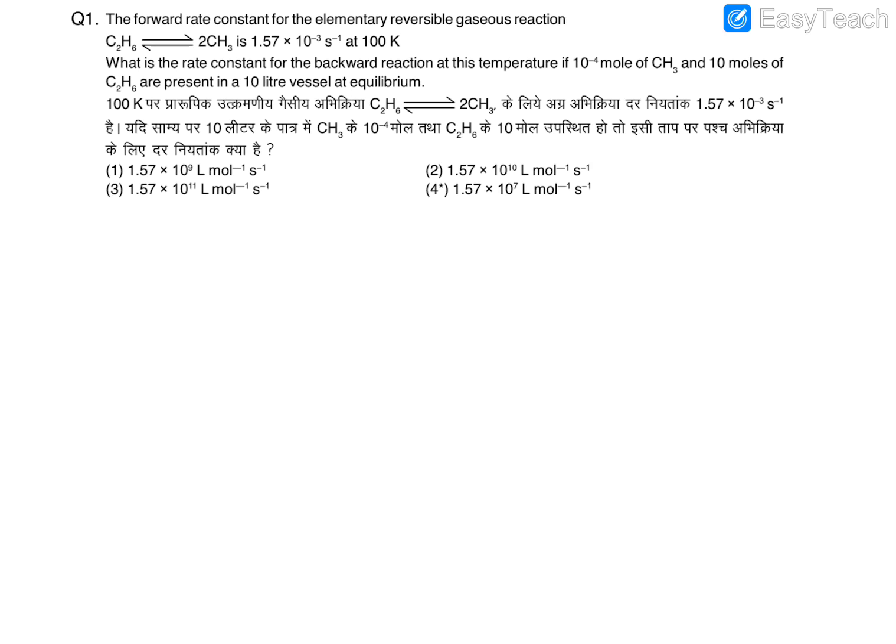Hello students, so here we are again with another question, and the question is based on chemical equilibrium. So let's see what the question says.